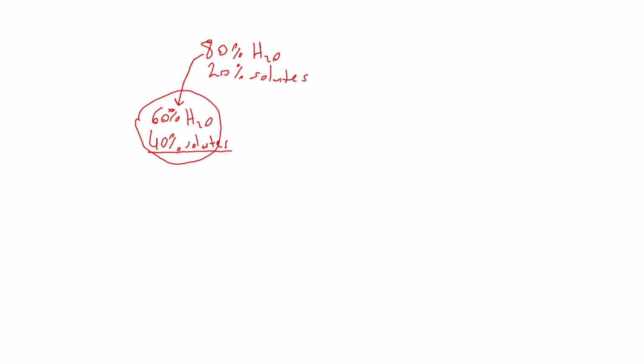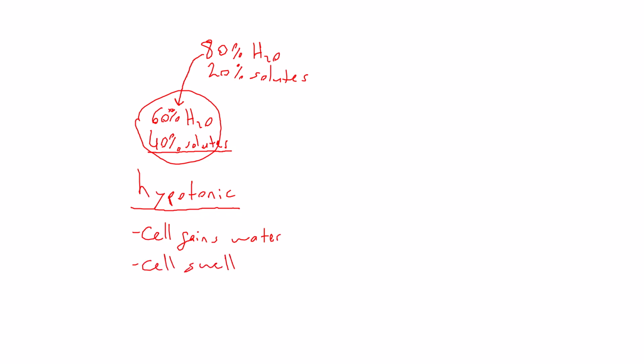When water enters our cells, it is said to be in a hypotonic solution. So with a hypotonic solution, the cell gains water if there's more water on the outside. And when this happens, the cell swells. All right, we're going to see this word hypotonic on the next slide.